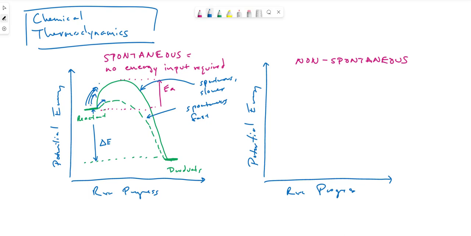What's important to know, though, is that this tells us nothing about the rate at which it will occur. If we have a difference in energy between reactants and products, we'll say, yep, that's going to be a spontaneous system, but we have to know specifically what that activation barrier looks like to have any commentary on the rate at which it would get there.